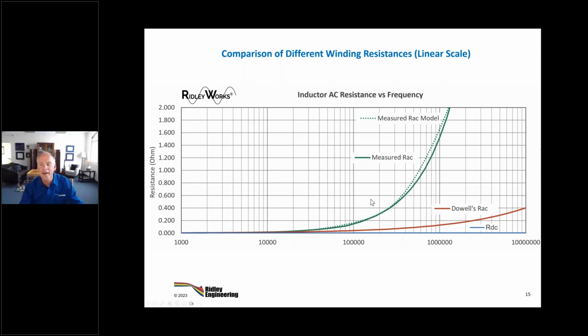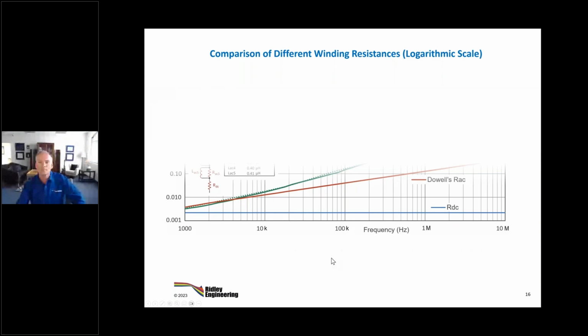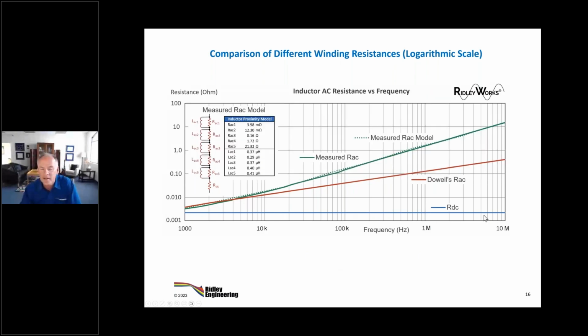Let's plot this now, because on these curves, we can't see tendencies, we can't see the power. Now let's plot it on a logarithmic scale. And this is an interesting result that we get here. On the logarithmic scale, we see, of course, the DC is just a flat, fixed value. On Dowell's RAC, this is predicted right out of Ridley Works, which solves Dowell's equations for you, point by point, it goes up with a slope of 1/2.